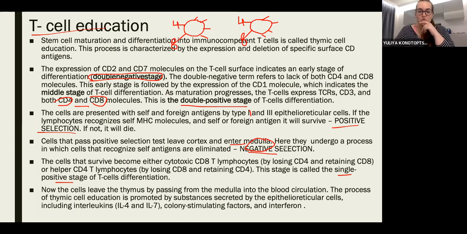So which cell is super, super busy here? Macrophage. It's busy sweeping the yard because so many dead cells are there. It's insane. So macrophages are busy.